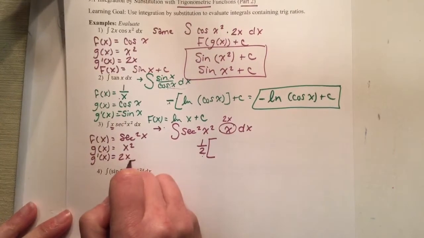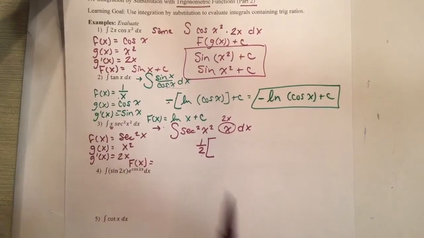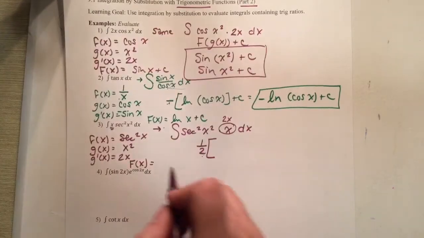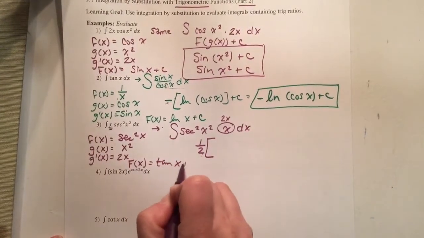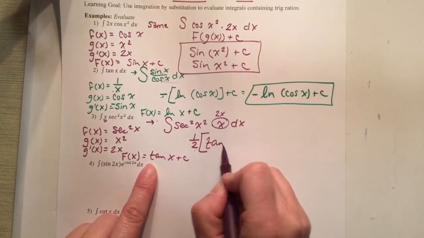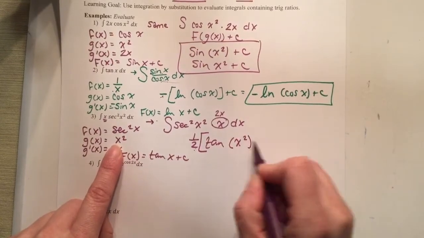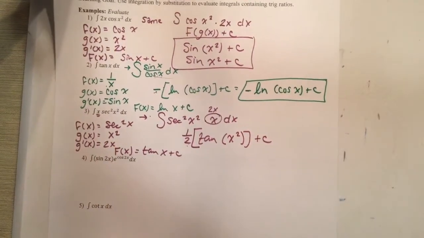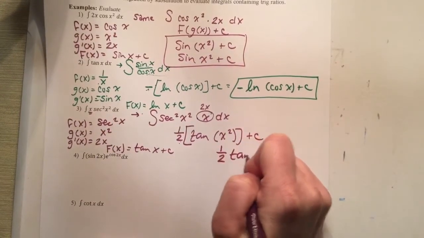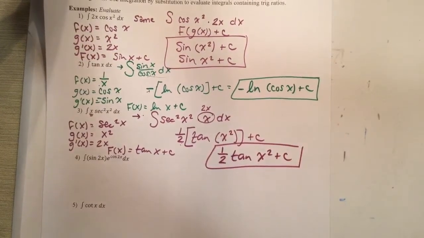Now I keep going. The antiderivative of f of x, the antiderivative of a secant squared of x, is a tangent of x plus c. So tangent of x plus c, I do have the 1/2 out front. Antiderivative is the tangent. Instead of x, you fill in your g of x, which is x squared plus c. So just to write it a little bit nicer, I get rid of the brackets. It's 1/2 times the tangent of x squared plus c, and you are done.